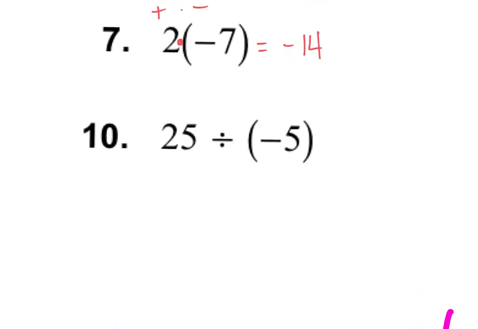Number 10, we have 25 divided by negative 5. Remember, this is a positive 25. This is a negative 5. So our answer, we already know off the bat, is going to be negative because they're different signs. 25 divided by 5 is 5, so our answer is going to be negative 5.